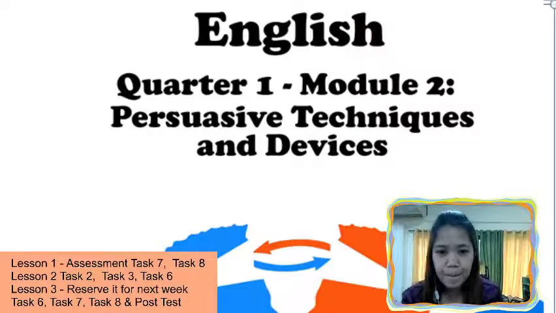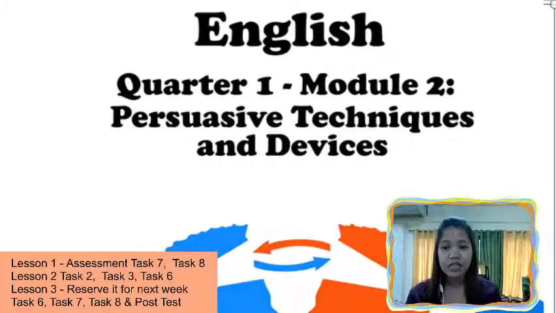I have posted in our group the answer key for the activities in this module. So please, since it's a self-learning module, go over your answers, review your answers. Tama ba yung mga sinagot ko? Okay ba yung mga sagot ko? O ano ba yung naging mali ko? Okay, so you have to have self-check.